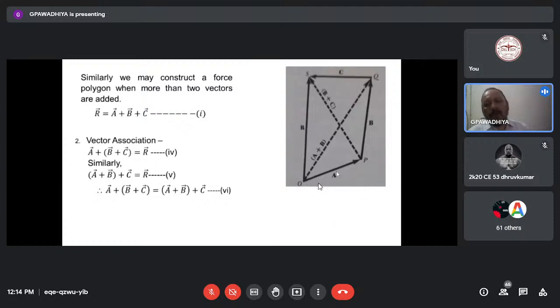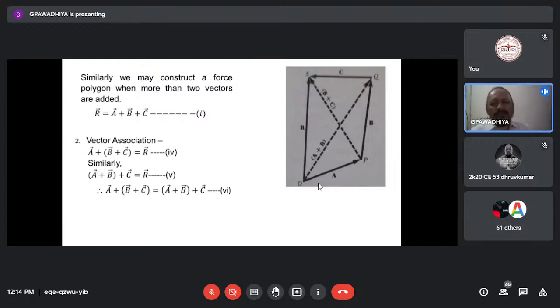That is from O to A, head is at P, from P to Q, head is at Q, and then C is having head at S. So this way these three vectors are in order, and when we connect the tail of the first vector to the head of the last vector, we get the resultant of all these vectors. So the tail to head method we use when more than two vectors are there.